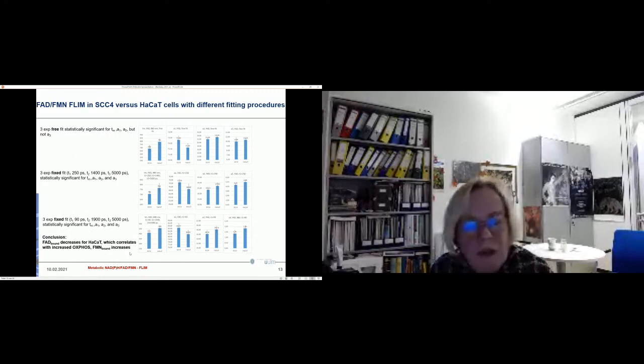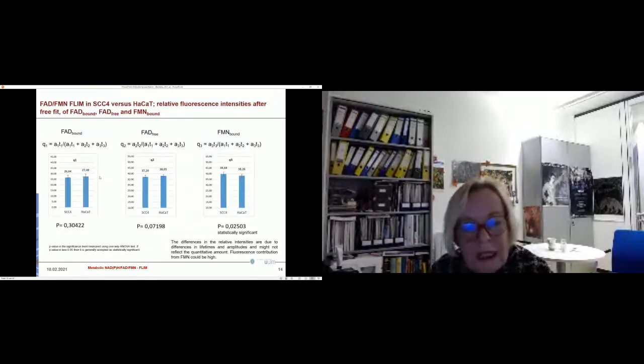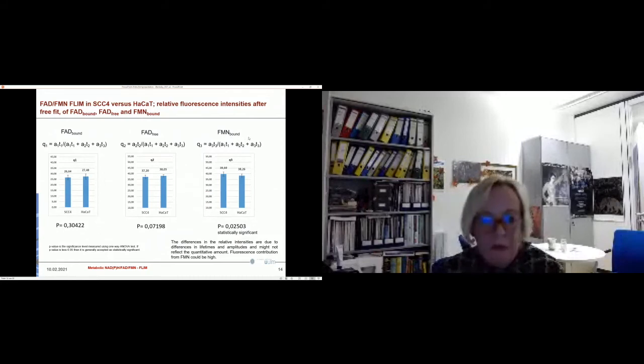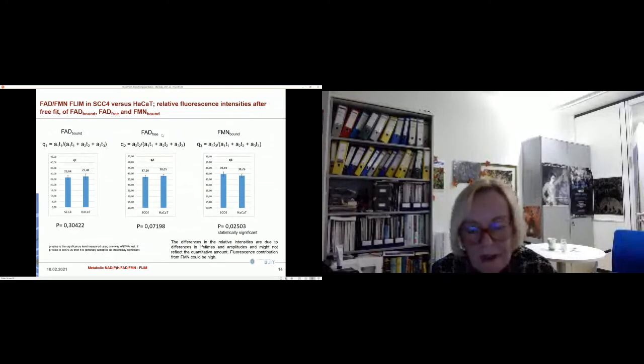Now we wanted to know what about the fluorescence intensity which we observe in our cells, and therefore we calculated these Q values, the relative fluorescence intensities for FAD bound, for FAD free, and for FMN bound. What we saw is that for FAD bound and FAD free, the fluorescence intensities, not the lifetimes, were not significantly different for our two cells.